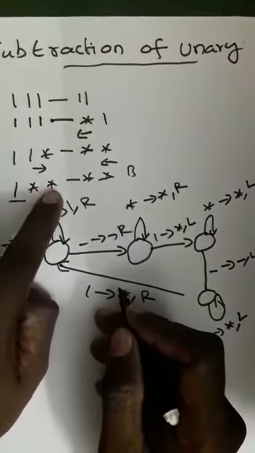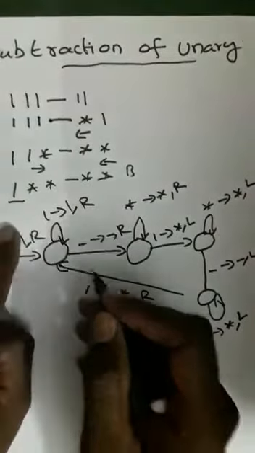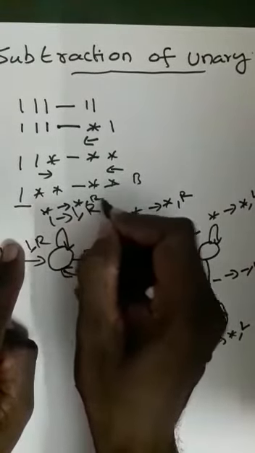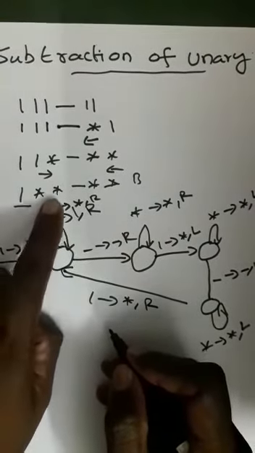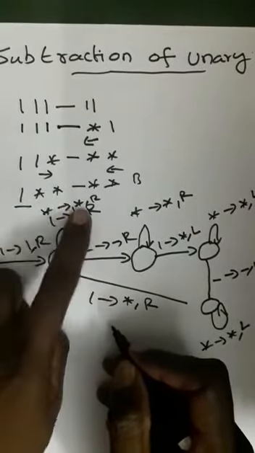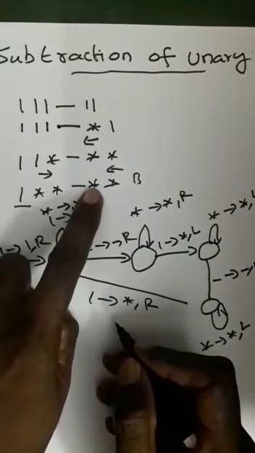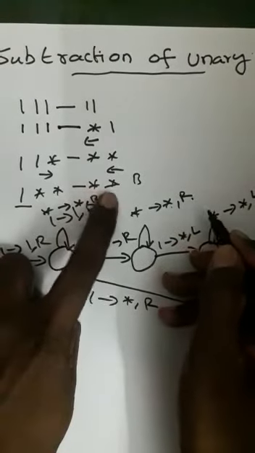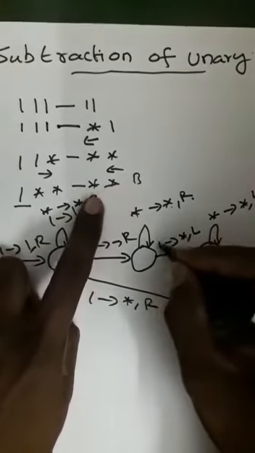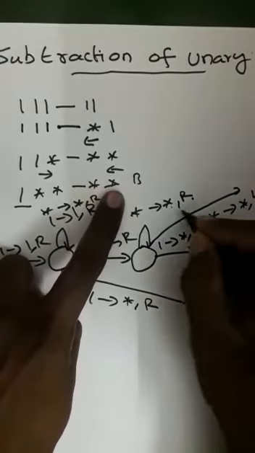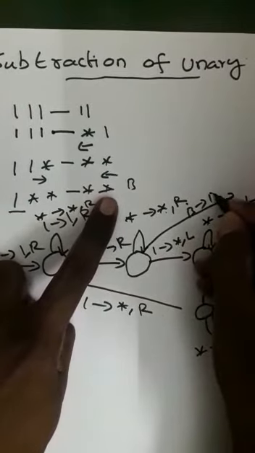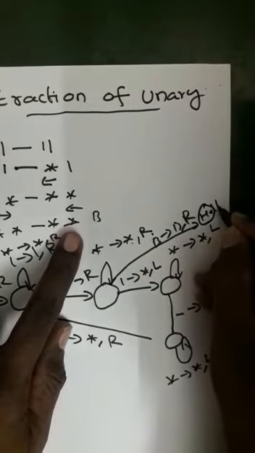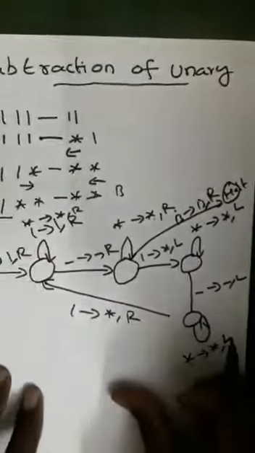Now whatever star comes, keep the star as it is, move towards right. Once minus is there, keep the minus as it is, move towards right. Now whatever star comes, keep the star as it is, move towards right. Once blank is identified, keep the blank as it is, move towards right, and we can halt. So the operation is over.